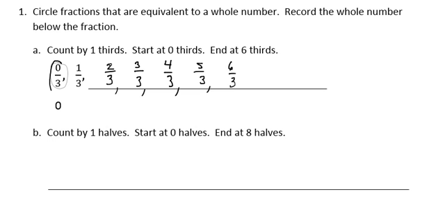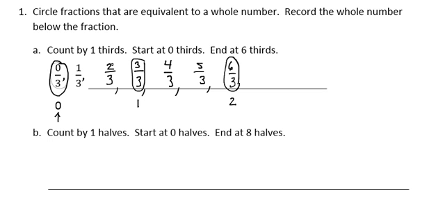You can see that 0/3 has been circled. It's equivalent to 0, and 0 is a whole number. The next whole number would be 1 whole. Well, the 1 whole would be the same as 3/3. It takes 3 to make a whole. I have 3/3, so 3/3 is the same as 1 whole. The next whole would be 6/3. That's the same as 2 wholes.